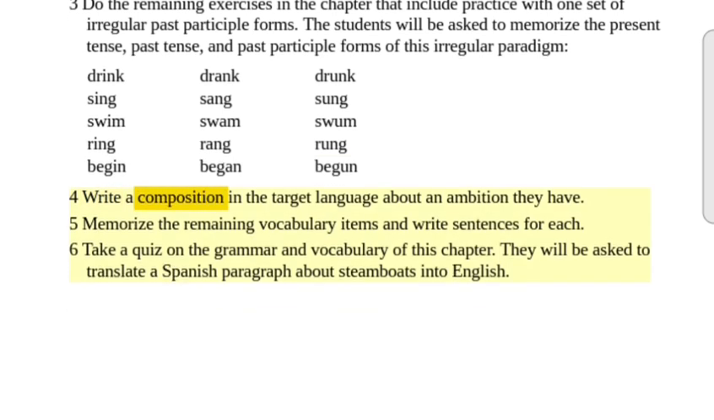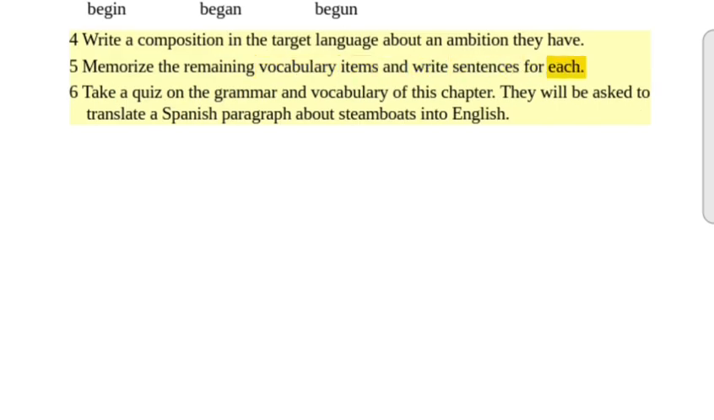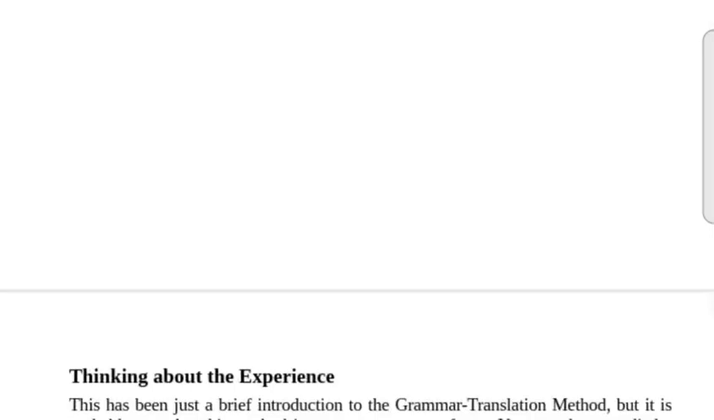4. Write a composition in the target language about an ambition they have. 5. Memorize the remaining vocabulary items and write sentences for each. 6. Take a quiz on the grammar and vocabulary of this chapter. They will be asked to translate a Spanish paragraph about steamboats into English.